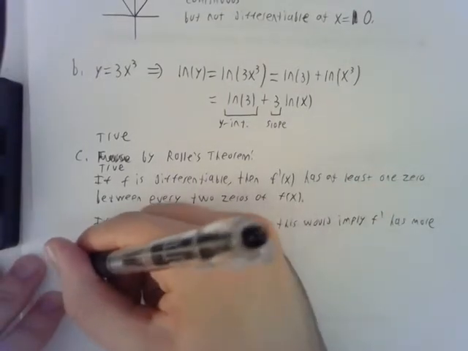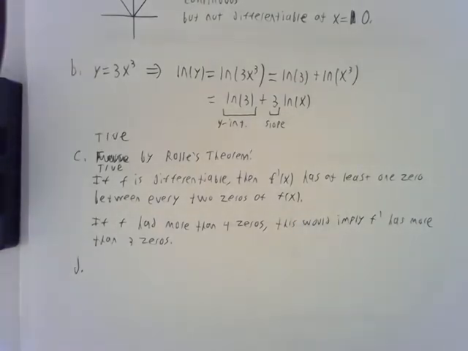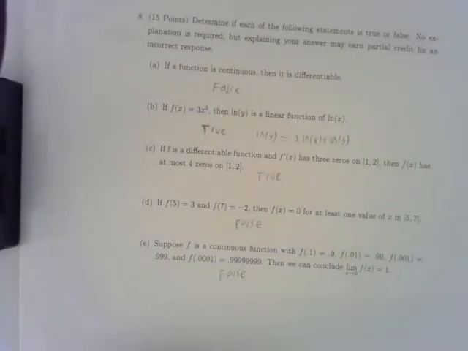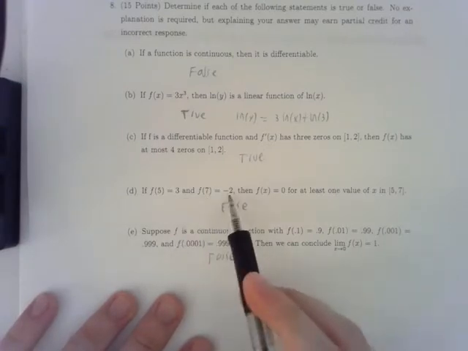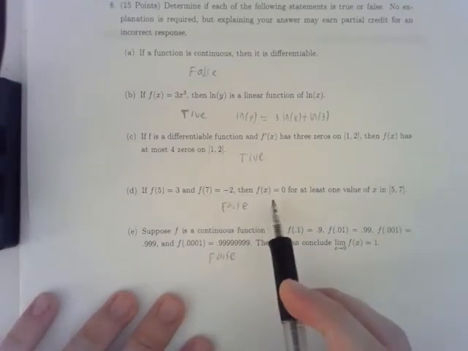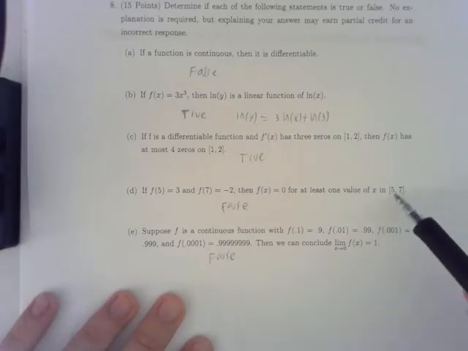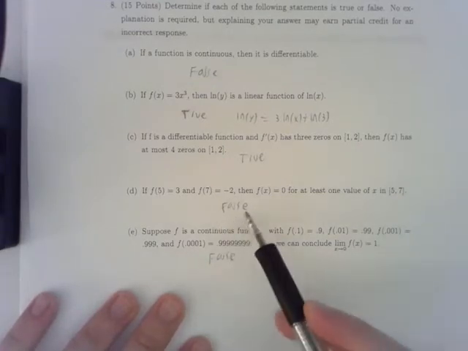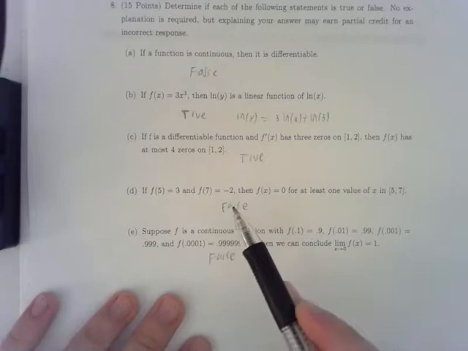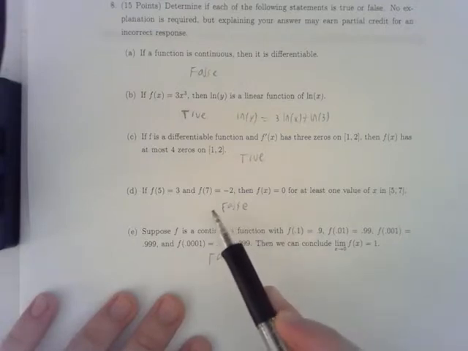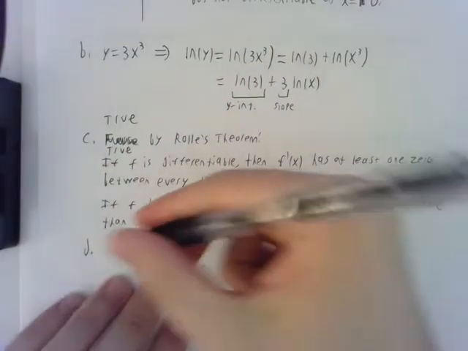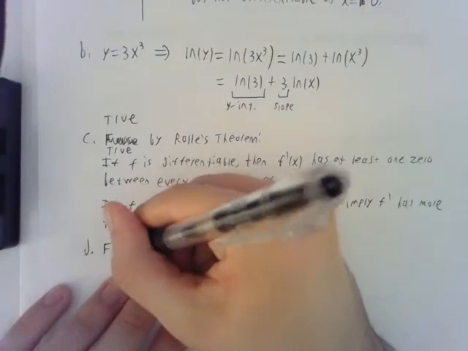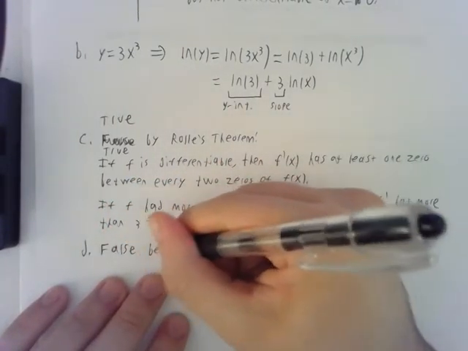Okay, so let's look at D now. So D says if f of 5 equals 3 and f of 7 equals -2, then f of x equals 0 for at least one value of x in that interval. So this looks like the setup for the intermediate value theorem, but there's a key assumption that's missing. Specifically, the intermediate value theorem is only true if the function is continuous. So since we're not told that, it's false.